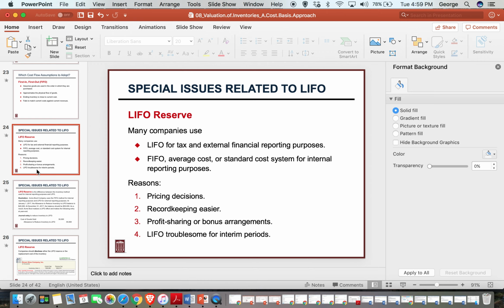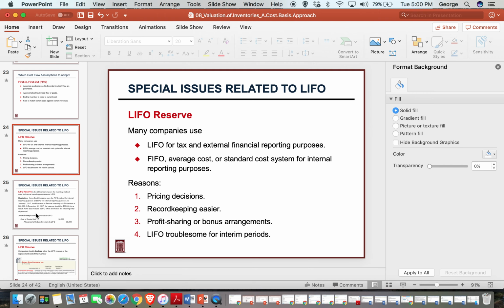And then LIFO, the LIFO reserve, we'll talk a little bit about this in the next slide, but it's for tax and external financial reporting purposes. FIFO and average cost standard cost system are used for internal reporting. So LIFO we can use for tax and external financial reporting. The other methods, FIFO, average cost, or standard cost systems, can be used for internal reporting purposes. The reason why we have a LIFO reserve is for pricing, easier record keeping, for bonus arrangements, profit sharing. LIFO can be troublesome, the negative, for interim periods.